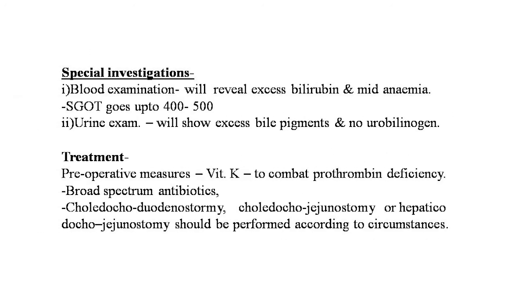Now the special investigations. Which investigation is to be done in biliary atresia? The blood examination reveals excess bilirubin and mild anemia. SGOT goes up to 400 to 500. Urine examination will show excess bile pigments and no urobilinogen in the urine.